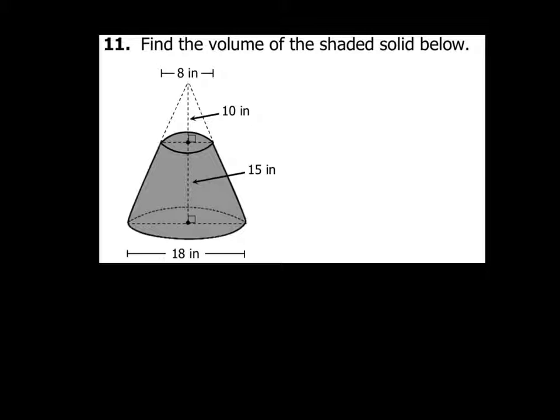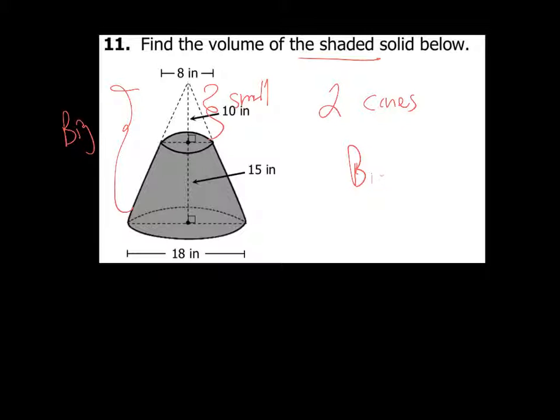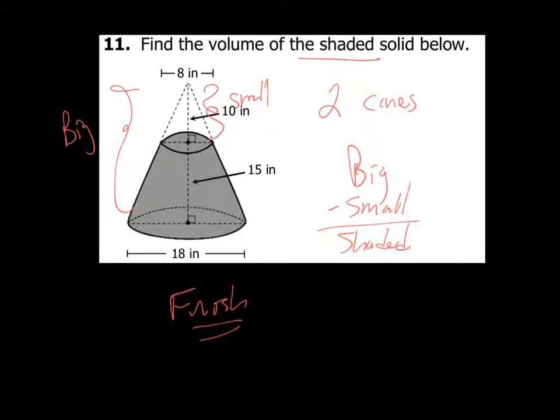On number 11, again, looks scary, really not. All we have to do is approach this as 2 cones. The big cone and then the small cone. And if they want the volume of the shaded area, then I guess I'm just going to do big minus the small one on the top will give me the shaded area. And all you need to do is use a little bit of addition and subtraction to deal with the volume of the cones. So you can go ahead and finish on your own.